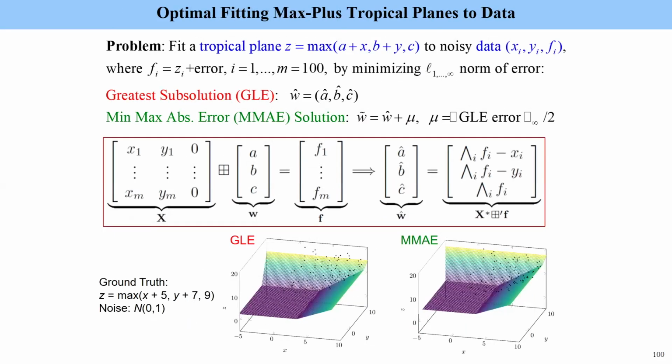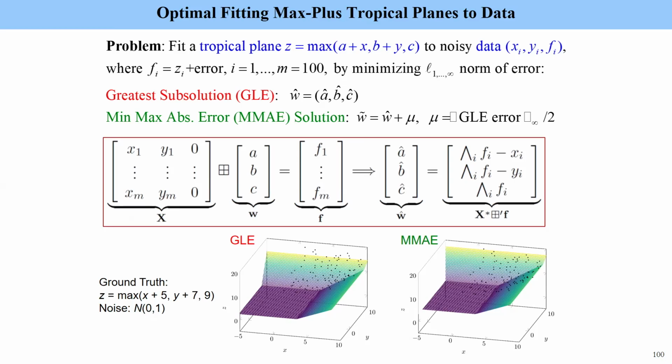And you can also apply that to regression problems in two variables or more variables. Let's say, suppose you want to fit a tropical plane. You have three parameters, A, B, and C. Again, you form a max plus system of equations, and the optimum solution is given by solving this max plus system of equations. You have two solutions, the red and the green. And you see some examples here.